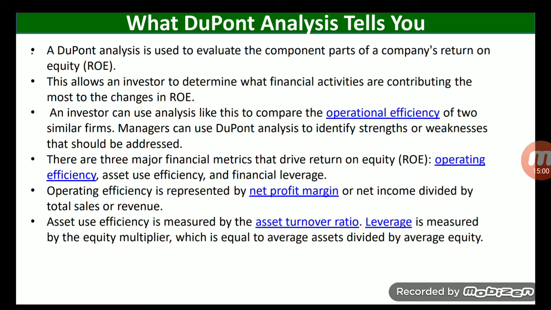There are three major financial metrics that drive return on equity: operating efficiency, asset use efficiency, and financial leverage. Operating efficiency is represented by the net profit margin, or net income divided by total sales or revenue. Asset use efficiency is measured by the asset turnover ratio, and leverage is measured by the equity multiplier, which is equal to average assets divided by average equity.